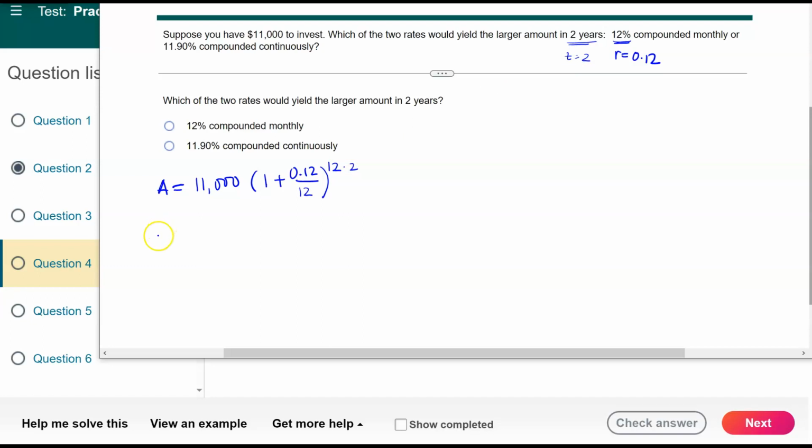And then for the other option, you're going to use the formula P e to the RT. P there is equal to 11,000 times e, and then the rate is this rate here. You have to write that rate in decimal. So move the decimal point 2 places to the left. So you have 0.119 times the number of years, which is 2. Then you plug that into your calculator.